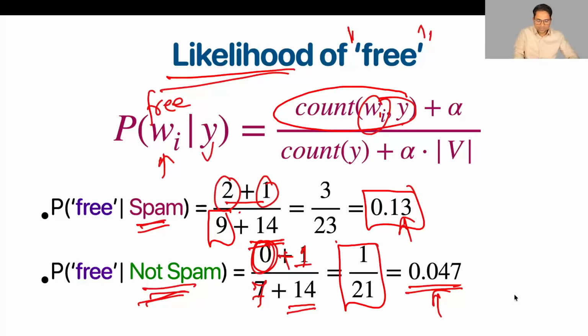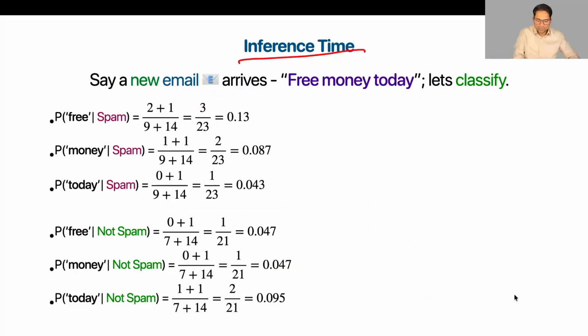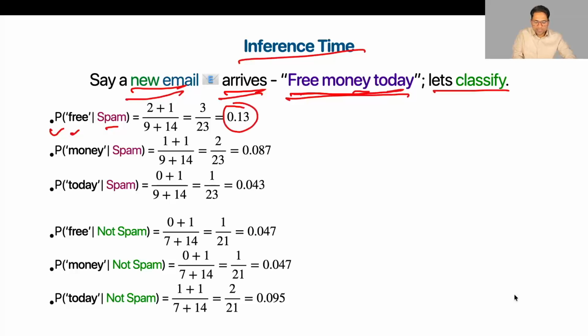Okay, this Y is your class. Similarly, we'll quickly do it for an email. So at inference time, a new test email arrives. What is the new email? Free money today. After tokenization, we got that free money today is the email. Let's classify it. So the probability of free given spam, we have calculated, that is 0.13.